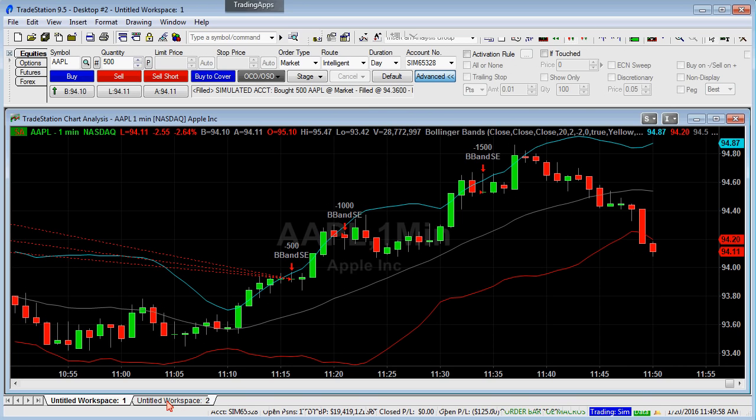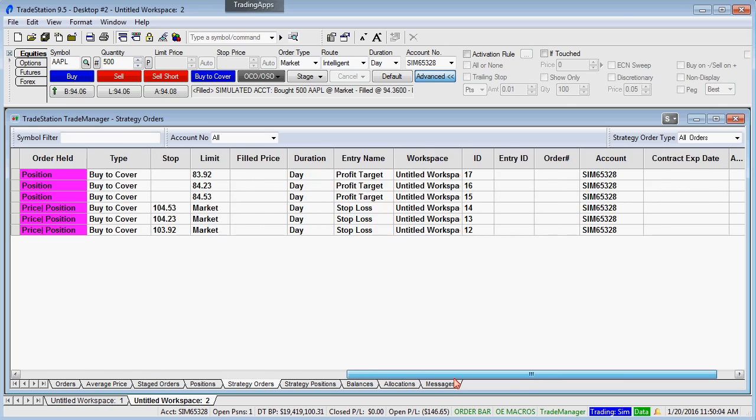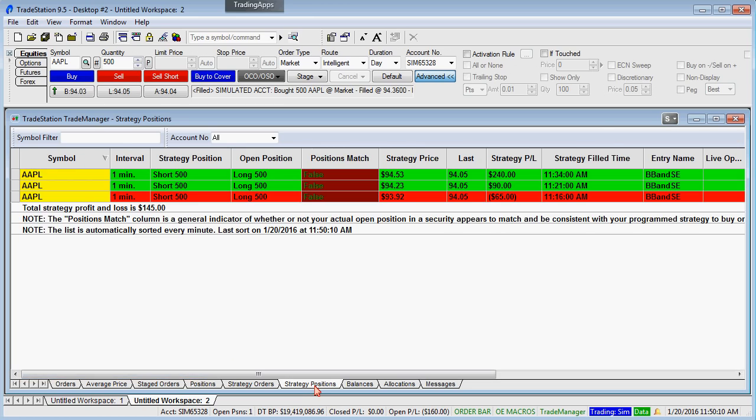If I look at my trade manager, some more orders are in here because it had to remove a lot of these orders. This is on a 1 minute. Oh, that's because I have multiple entries. I have the position match is false because in my strategy position I have 1500, but not in my open position.